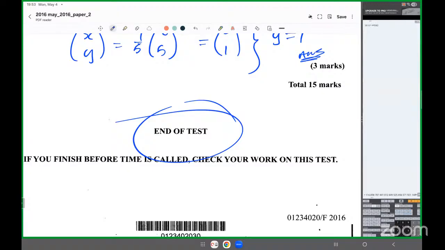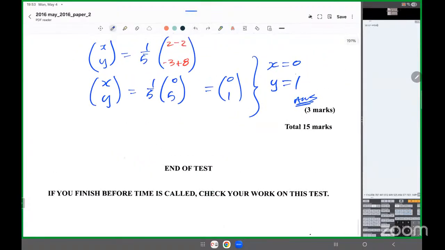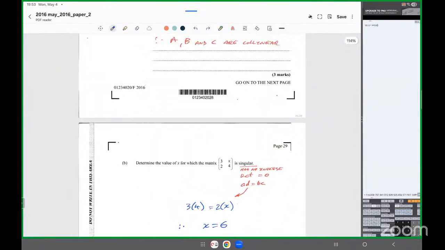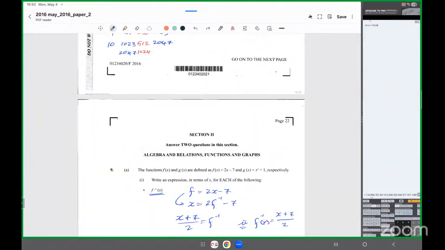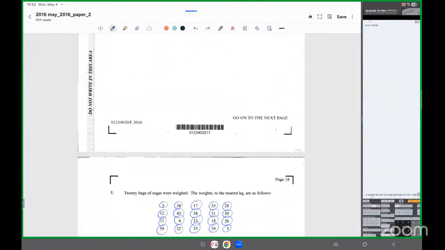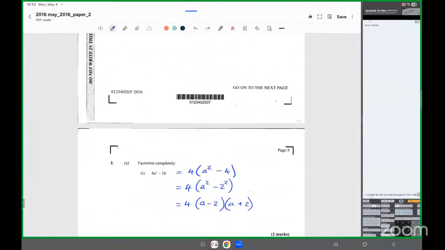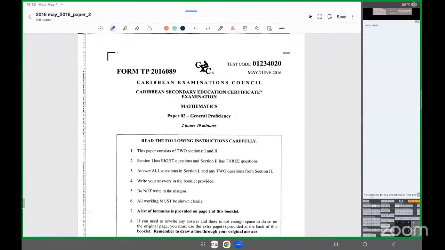I need to hear some scores before you go. That was a nice paper. Nice little paper right there. Let's see the solution here.